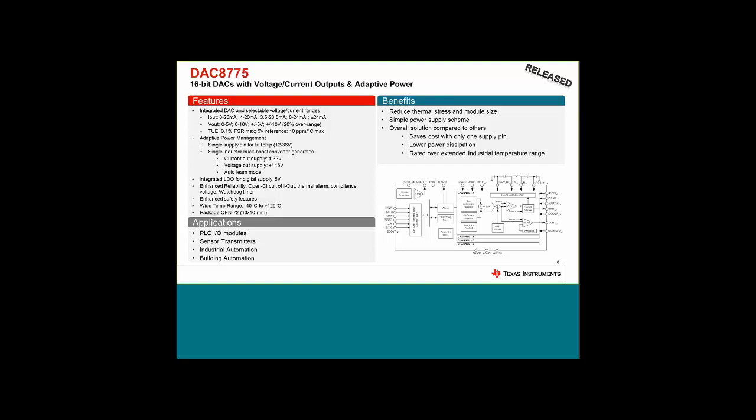In the middle of the graphic on the bottom right, you can see the alarm pin, which can be used as an interrupt from the MCU to read these conditions. We have an alarm for an open circuit condition on the current output, a short circuit condition on the voltage output, a thermal alarm, which would indicate that the die has reached an unsafe internal temperature, compliance voltage for the current output, and then also a watchdog timer and a CRC feature for the SPI interface to make sure you're always doing what you intended to do from the microcontroller side.